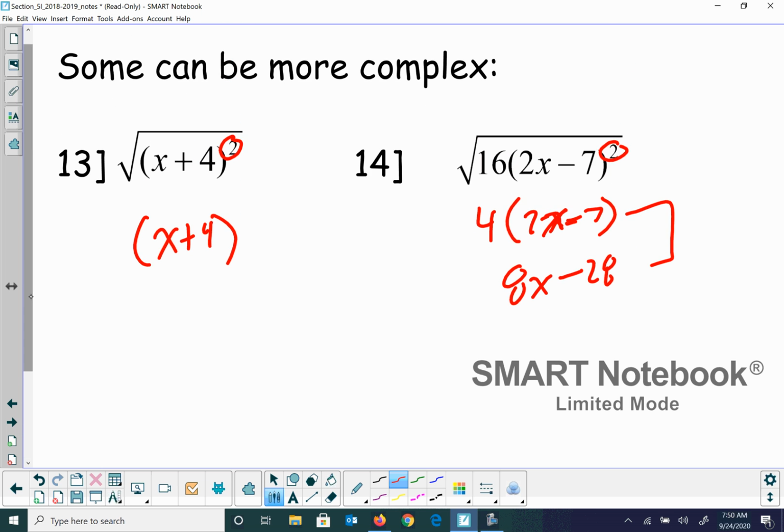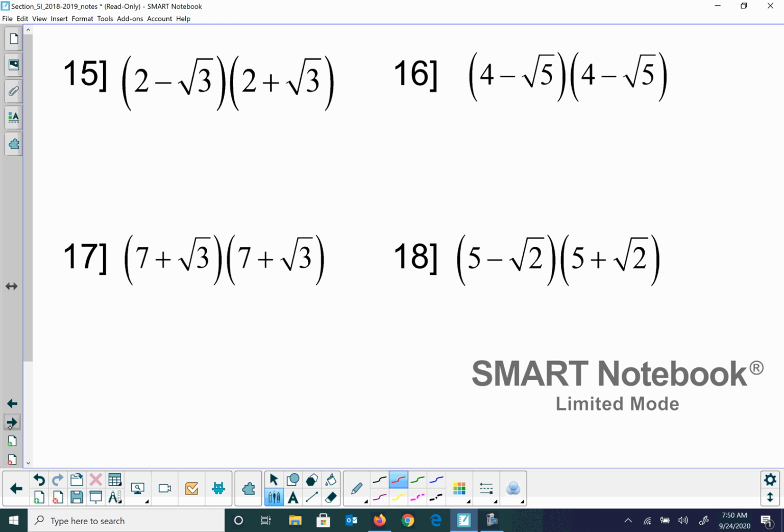If some of these are bringing up questions for you, please bring those questions to class. All right, so now we're going to start FOILing these. These actually are conjugates. Conjugate is when you have the exact same binomials, opposite of sign. So if I FOIL this out, I'd get 4.